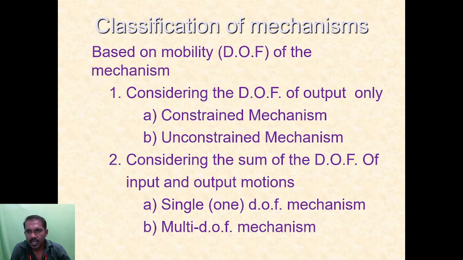Next is a very important classification of mechanisms, based on the mobility or degree of freedom of the mechanism. We already discussed that the degree of freedom is the number of independent variable positions. Considering the degree of freedom of the output only, there are constrained mechanisms and unconstrained mechanisms, which we already discussed. Considering the degree of freedom of input and output positions, there are single and multi degree of freedom mechanisms.